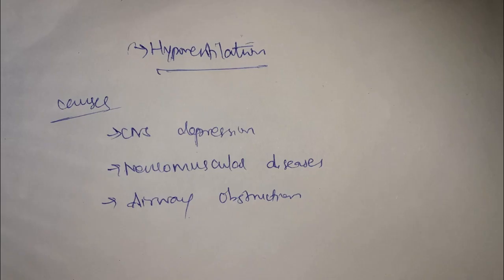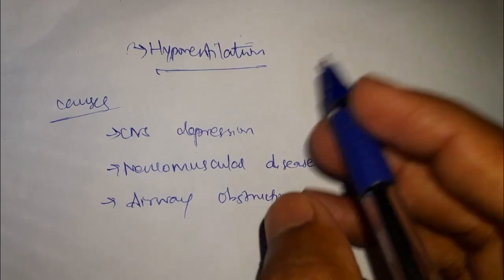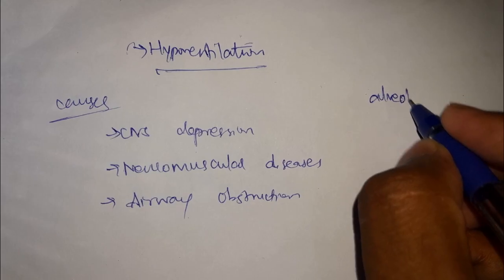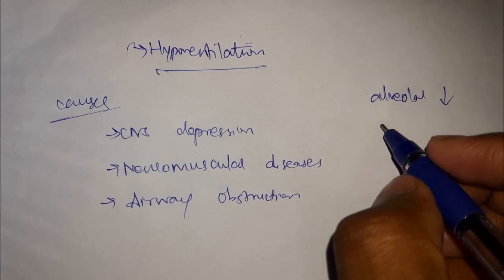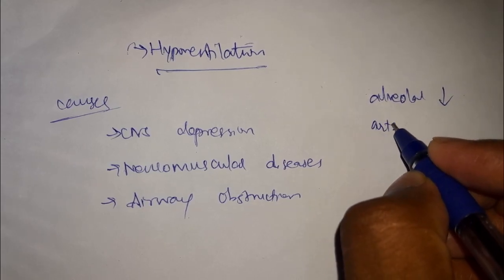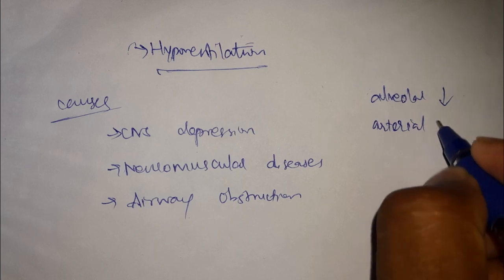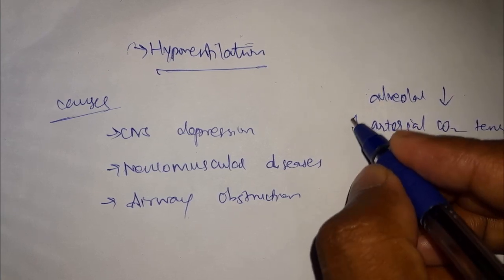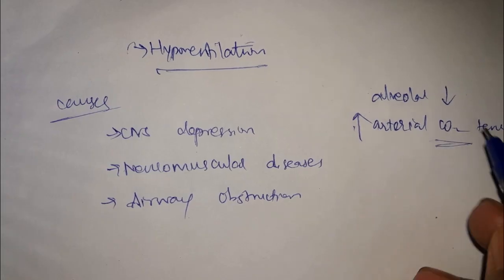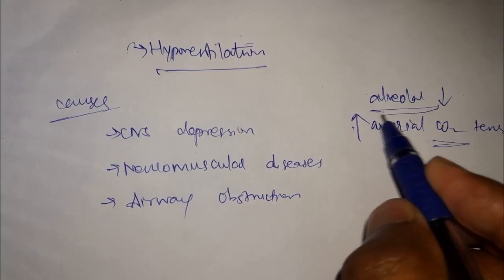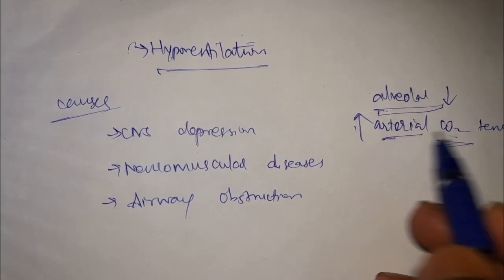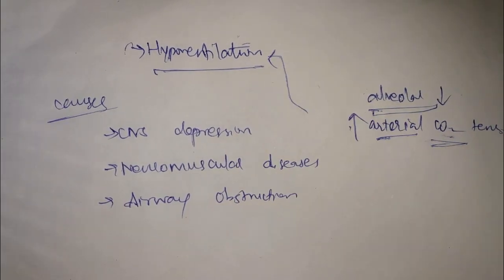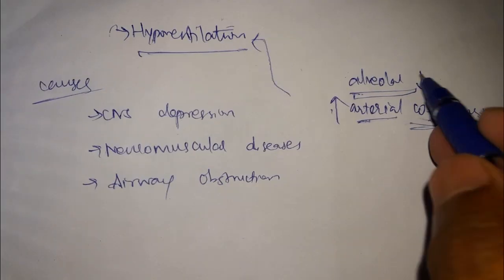Then it is characterized by decreased alveolar ventilation and increased arterial CO2 tension. In the arteries there is an increased CO2 tension. So in the alveoli there is decreased ventilation, and also in the artery the CO2 tension is higher. That is called hypoventilation. Okay, I talked about alveolar ventilation.